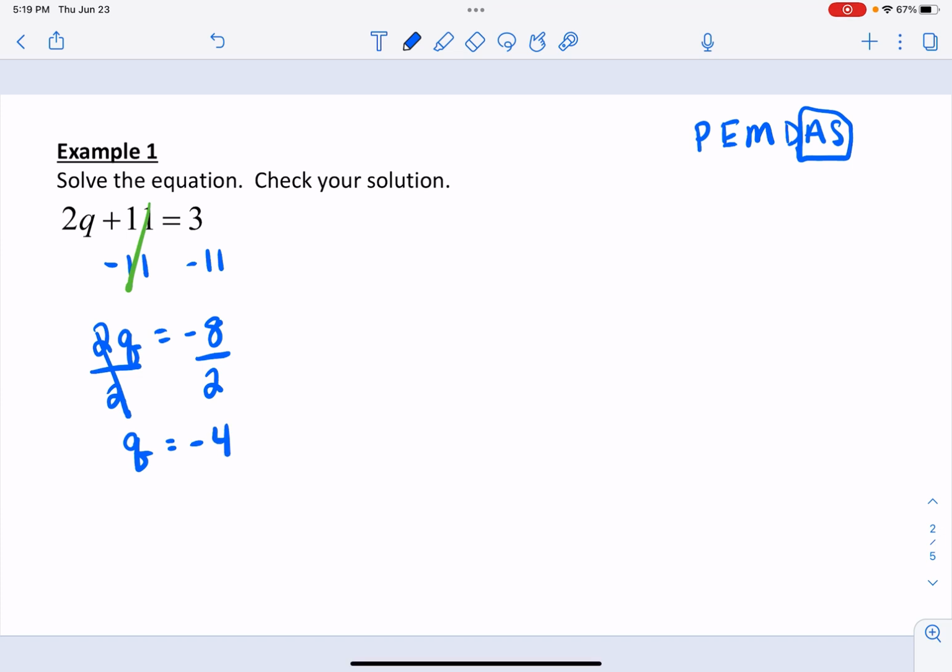So you want to get that variable alone. So usually you're going to have your variable, a number times your variable, plus something equals something. You want to subtract that thing out.